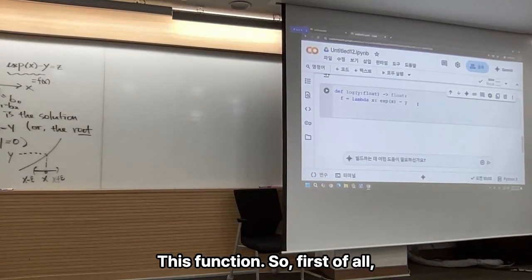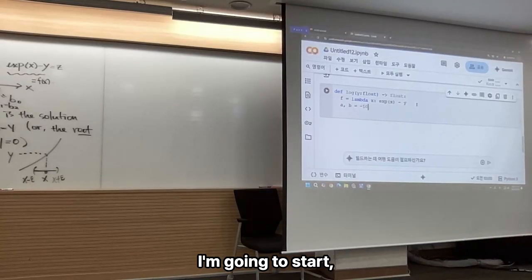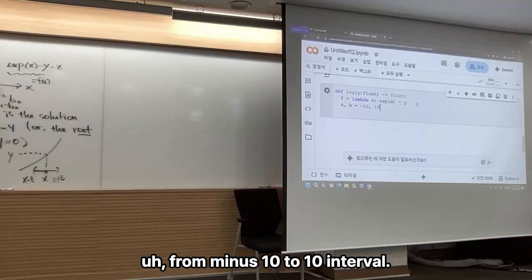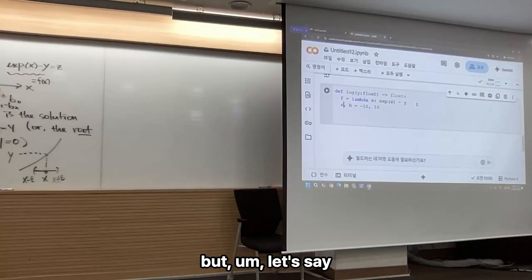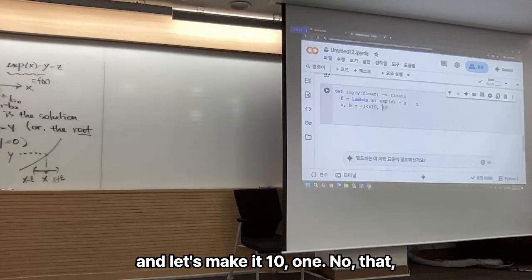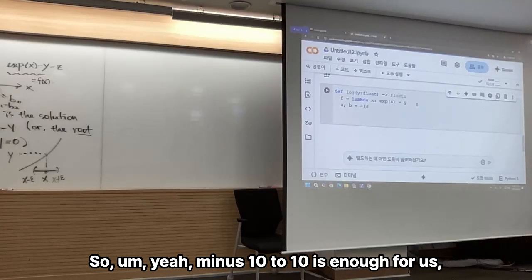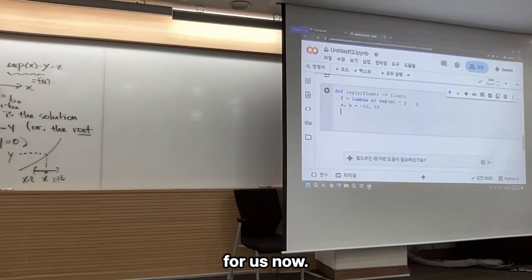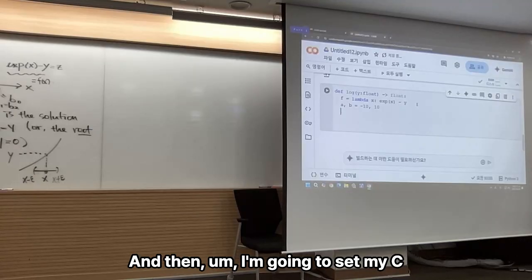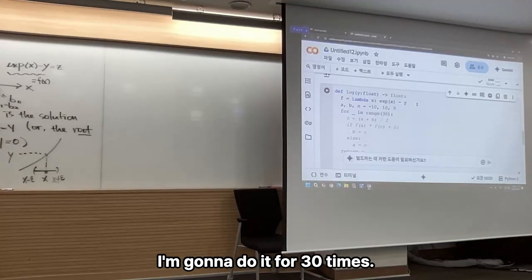First of all, to make it simple, I'm going to start off with the minus 10 to 10 interval. It doesn't really matter, but if you want to make it quite large, let's make it 10, 1. No, that's too big, sorry. So minus 10 to 10 is enough for us now. And then I'm going to set my C to be the midpoint of these points. I'm going to do it 30 times.